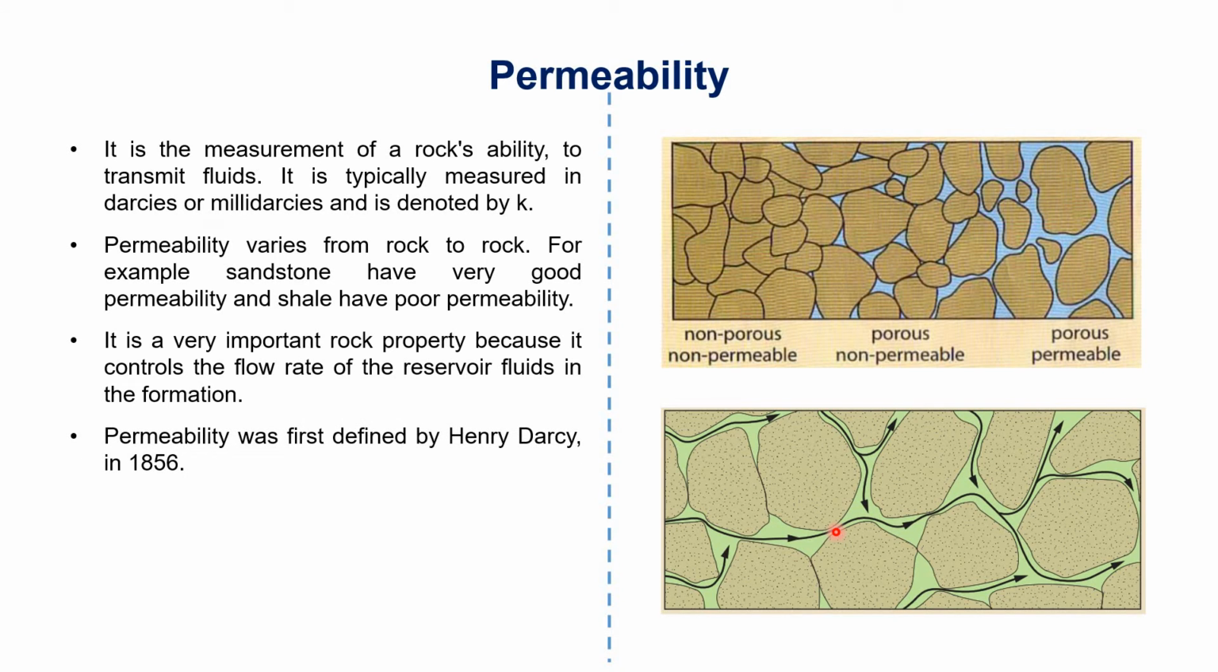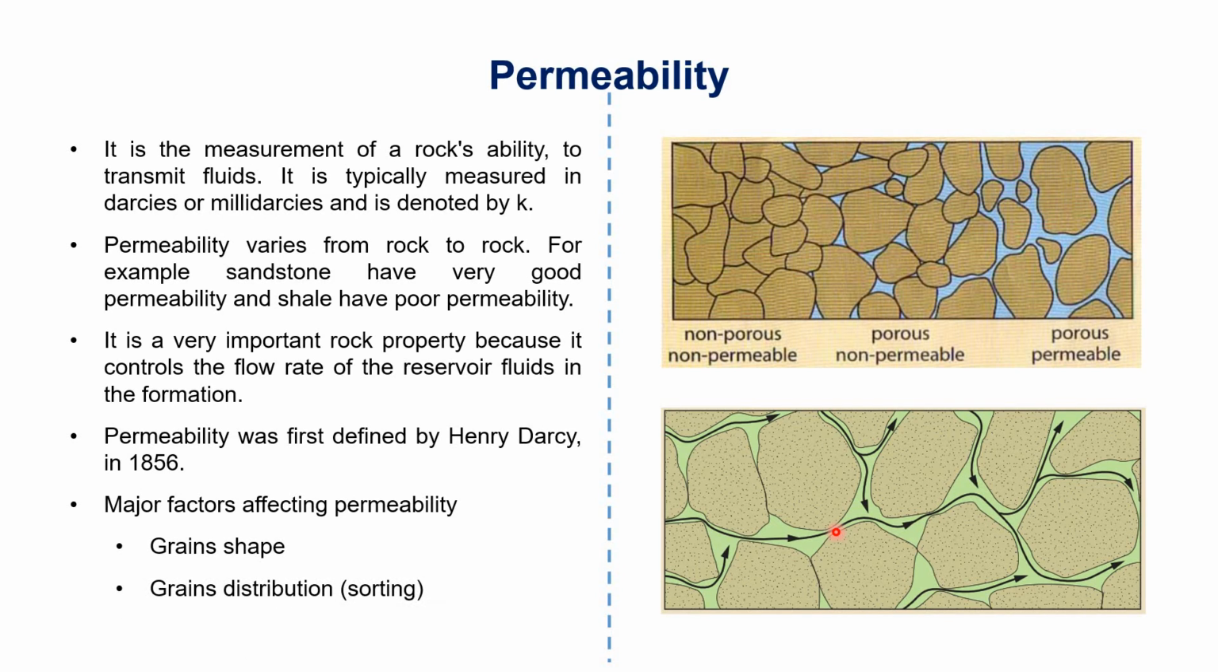Permeability was first defined by Henry Darcy in 1856. The major factors which affect the permeability include grain shape, grain distribution, that is sorting, and packing of grains. These are the three major factors which affect the permeability. We will discuss these factors one by one in separate tutorials. For the time being, you just have to understand that these are the three factors which affect the permeability.